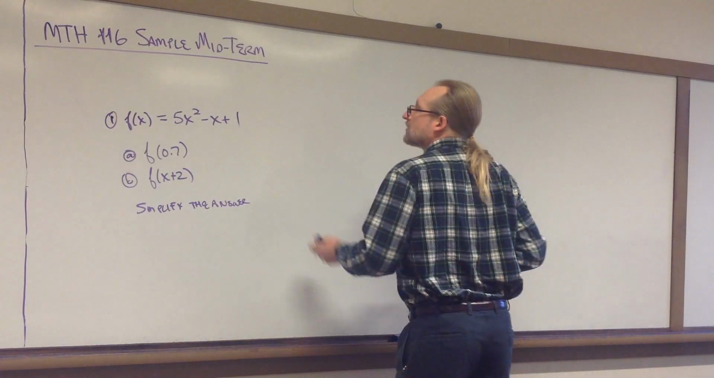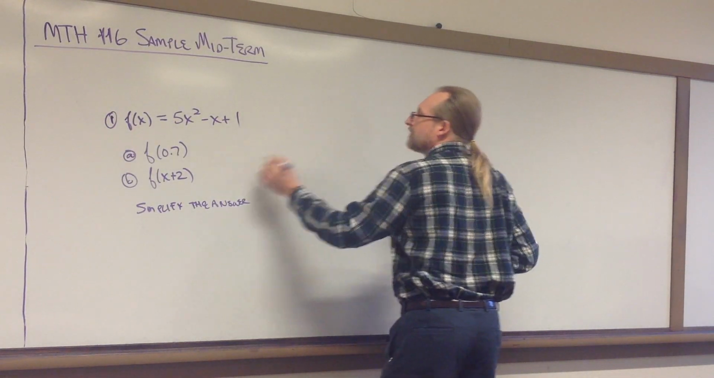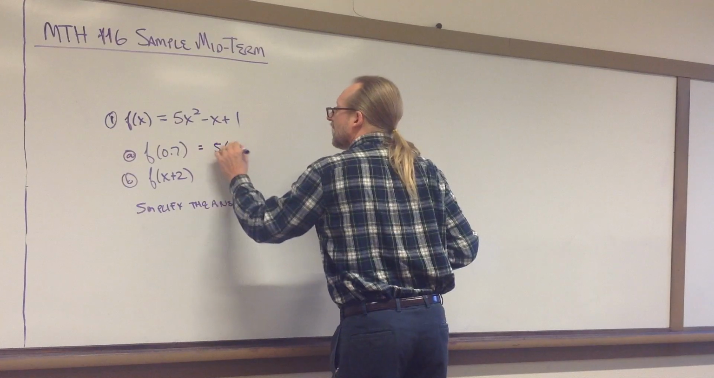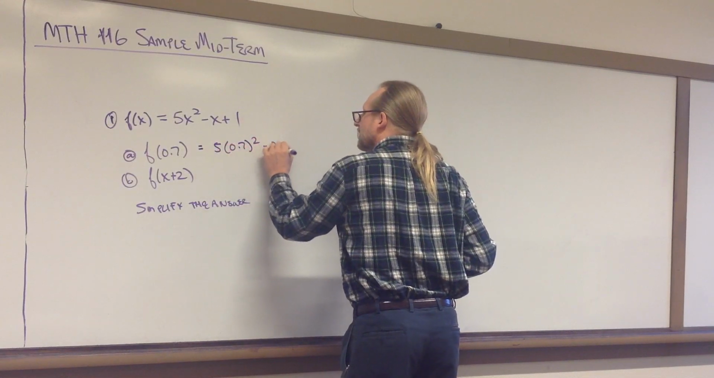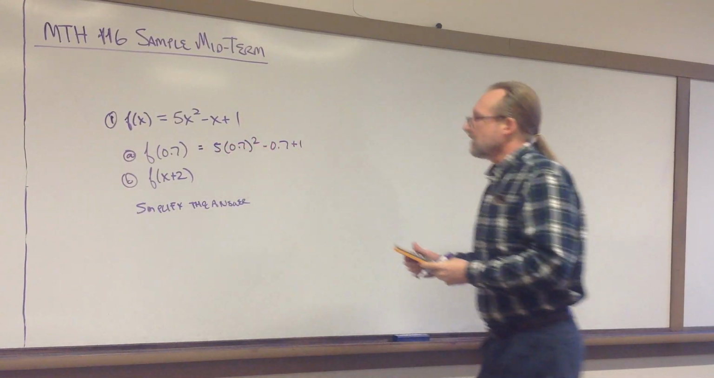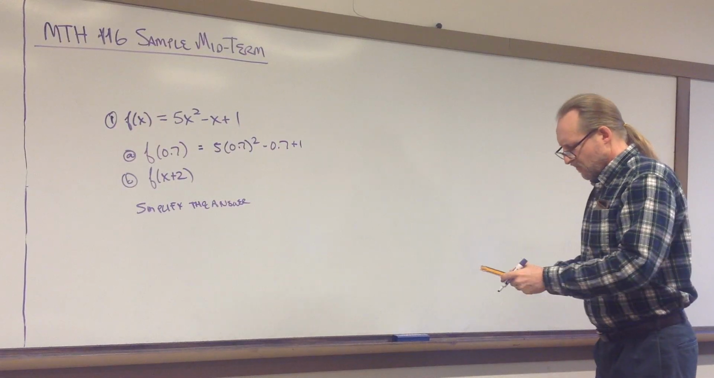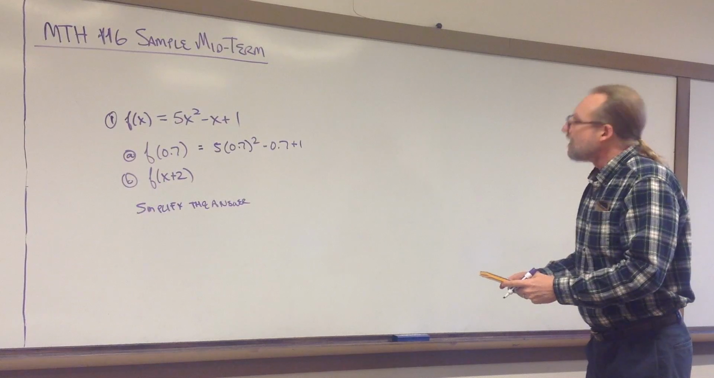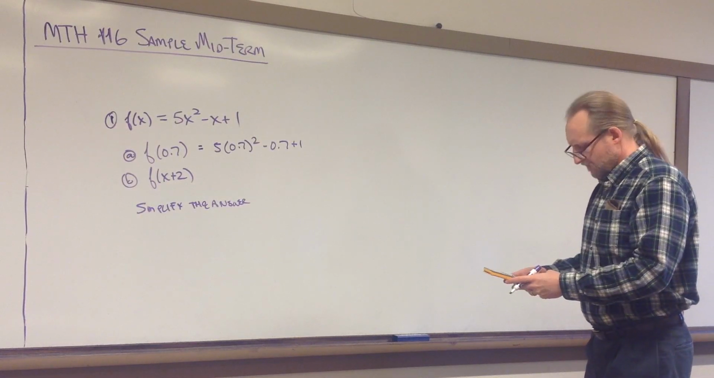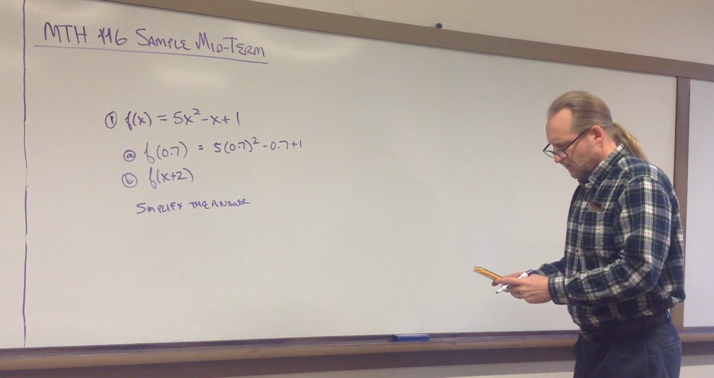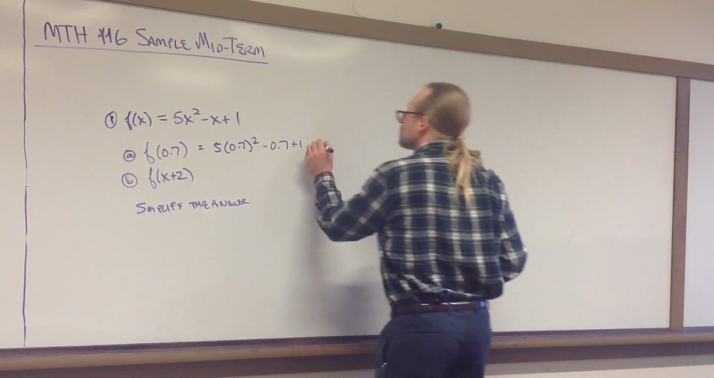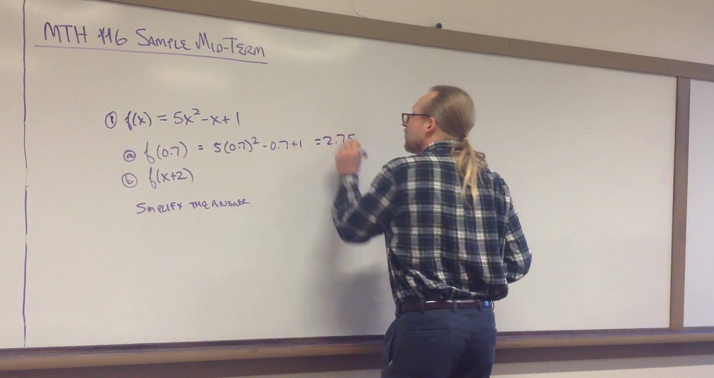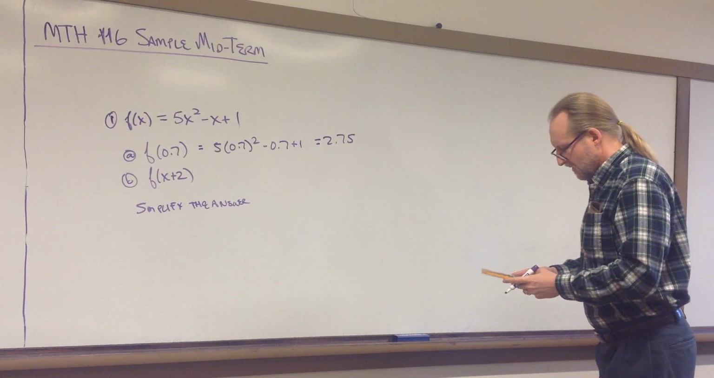So what we want to do is f of 0.7 is going to be 5 times 0.7 squared minus 0.7 plus 1. Pretty straightforward. Let's see what we get here. Minus 0.7 plus 1. And that's going to give us 2.75.